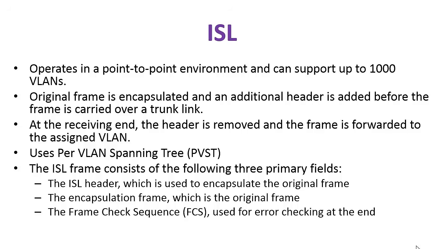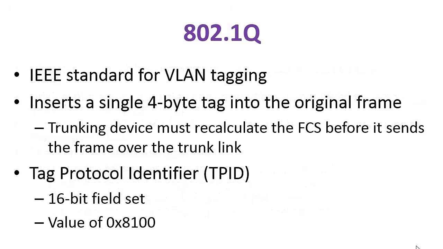Now, 802.1q, as I said earlier, is much more popular, mainly because it's an open standard. So it inserts a single 4-byte tag into the original frame, and then the trunking device recalculates the frame check sequence before it sends the frame over the trunk link.